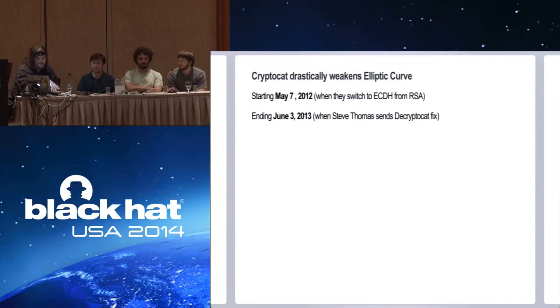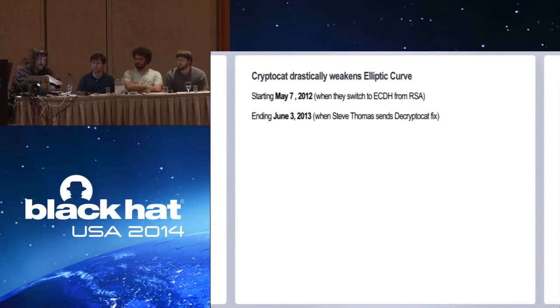CryptoCat uses elliptic curve Diffie-Hellman in order to get the two parties that are chatting with each other, or however many parties are chatting, to share keys. And we want to talk a little bit about how they got that wrong. During this time frame, you could actually break the public keys and decrypt the chat. We're going to talk about how that worked. An interesting thing to look at here is the time period from May 7th, 2012 to June 3rd, 2013.